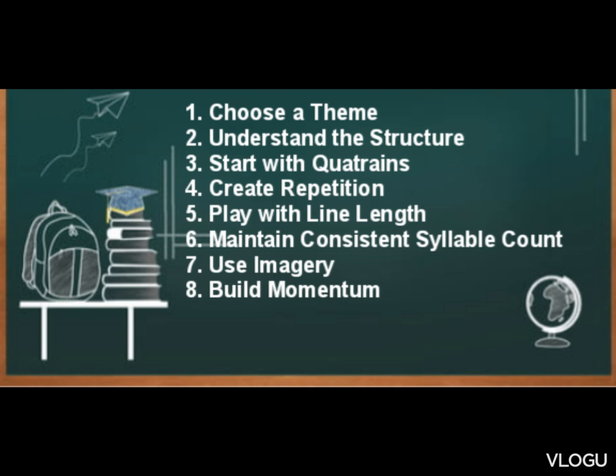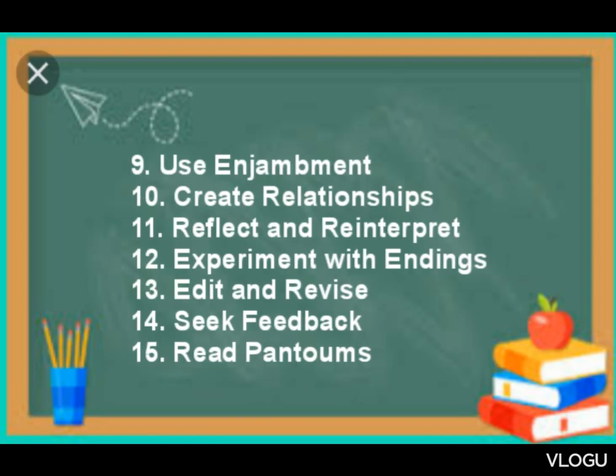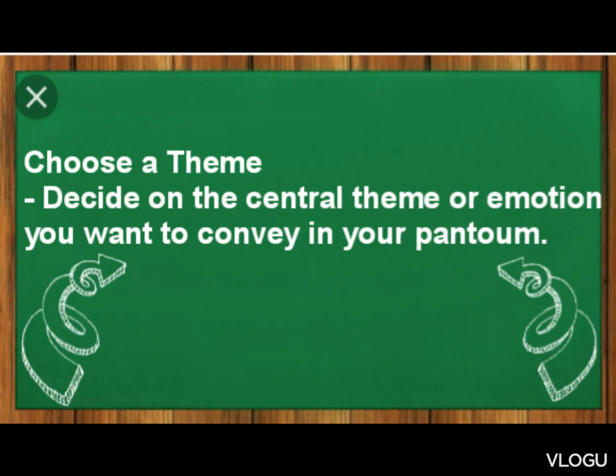One, choose a theme. 2, understand the structure. 3, start with quatrains. 4, create repetition. 5, play with line length. 6, maintain consistent syllable count. 7, use imagery. 8, build momentum. 9, use enjambment. 10, create relationships. 11, reflect and reinterpret. 12, experiment with endings. 13, edit and revise. 14, seek feedback. 15, read pantoums.